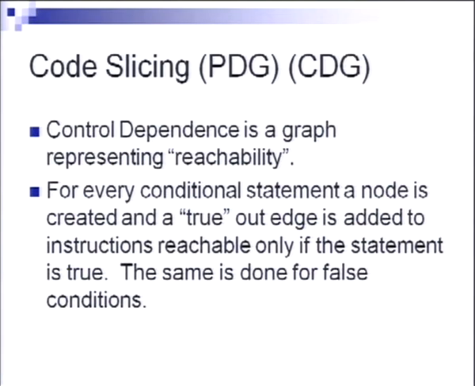So now control dependence. It's a graph that represents reachability within an application. Can you get something from something else? Will setting this value cause, well, that's set-use, but will that cause an if statement to go into a different place? You know, that's kind of reachability. So for every conditional statement, a node is created and a true out edge is added to instructions reachable only if the statement is true. The same is done for false.